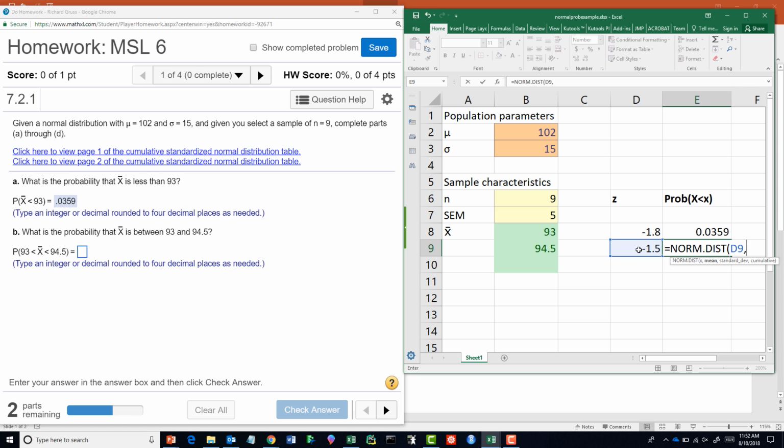And then standard normal, right? So we're going to do 0 and 1. And then we always put true there. Okay, so now the probability that it falls between these two, 93 and 94.5, is just going to be the difference between these two. So it's going to be equal to this minus this.